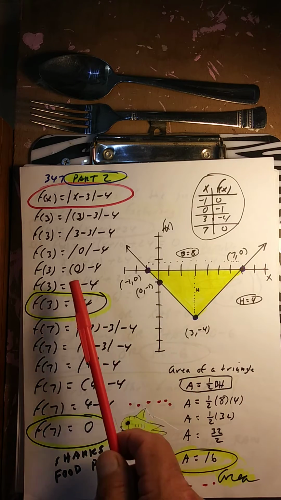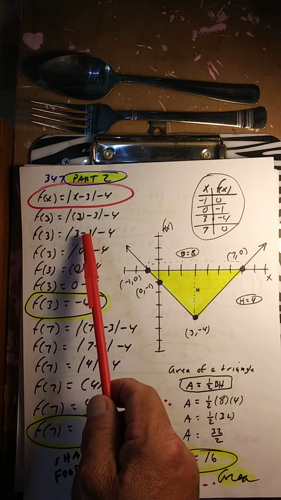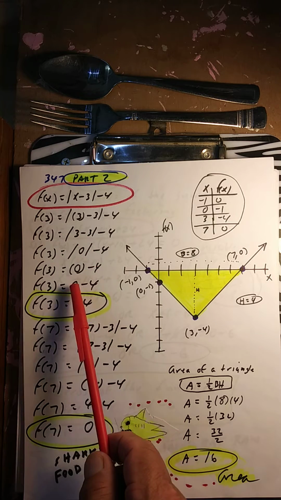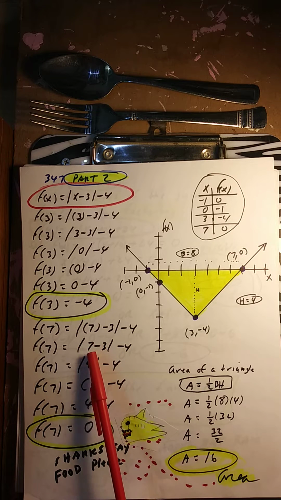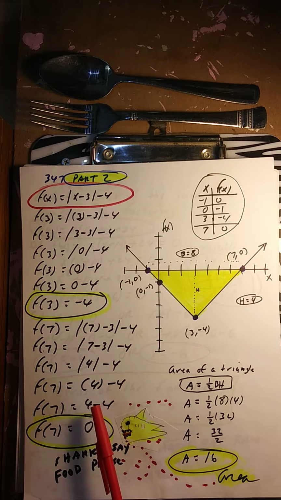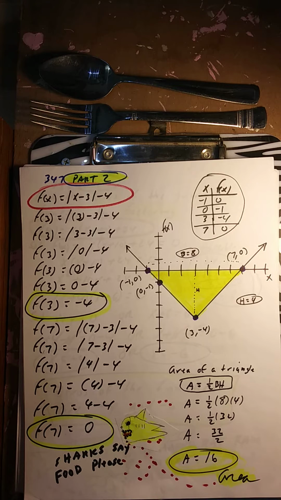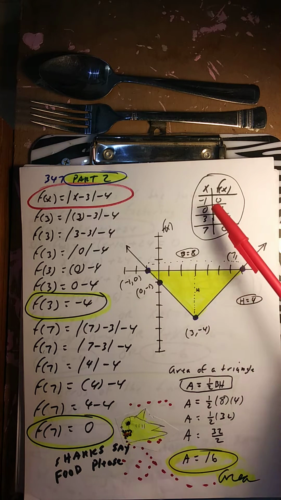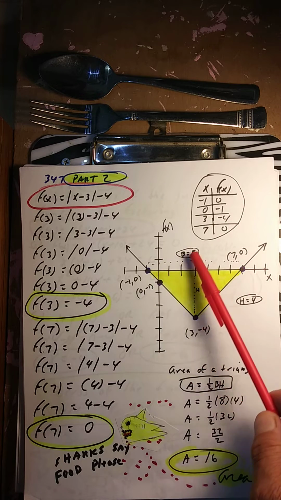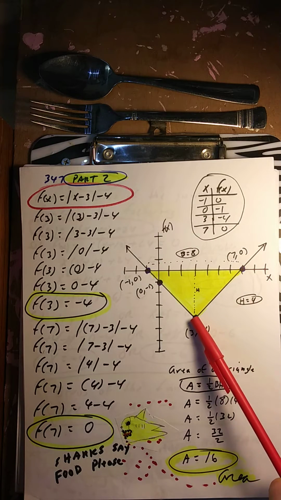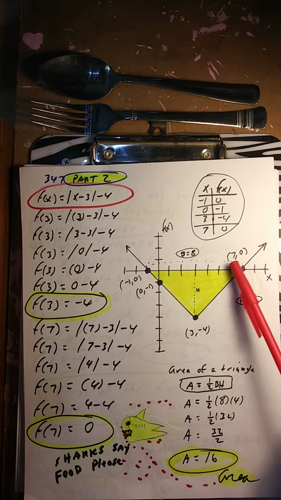Okay. Let's put f of 3. So 3 minus 3 is 0. Absolute value of 0 is 0. 0 minus 4, negative 4. Then 7. 7 minus 3 is 4. Absolute value of 4 is 4. 4 minus 4, 0. Now we have some points. Negative 1, 0 right there. 0, negative 1 right there. 3 and negative 4 right there. And 7, 0 right there.